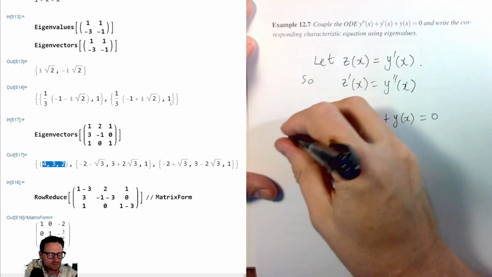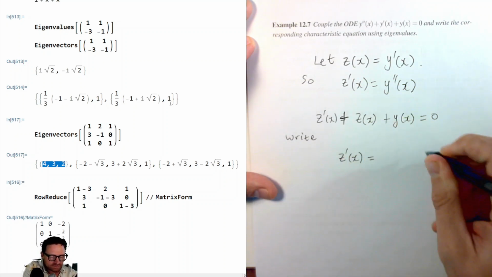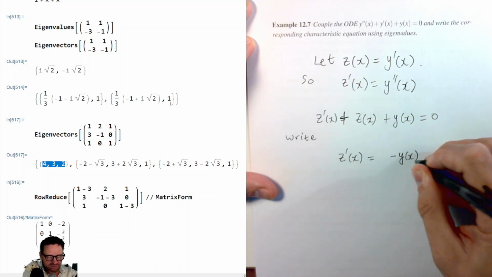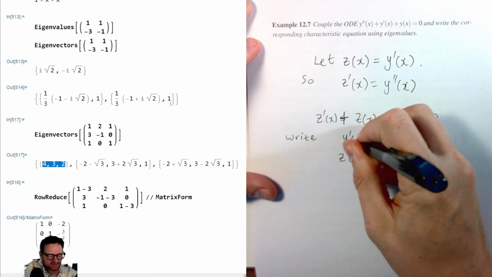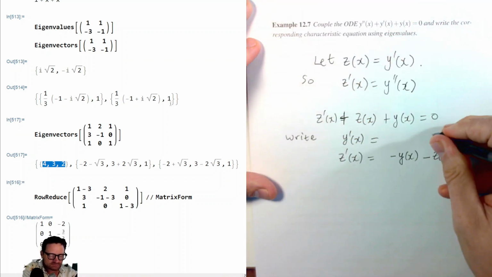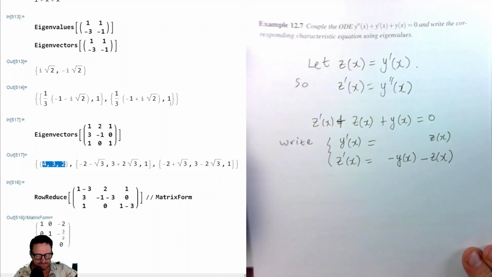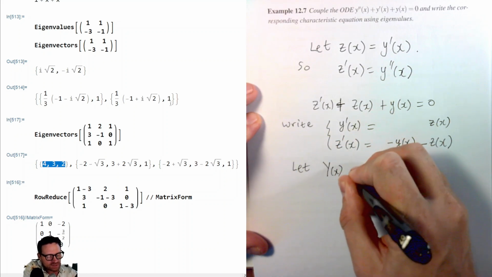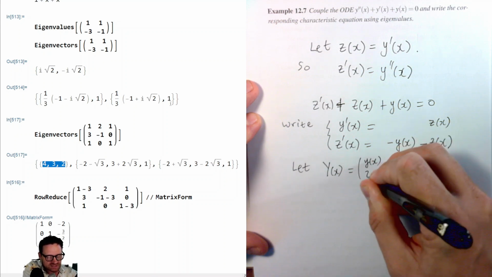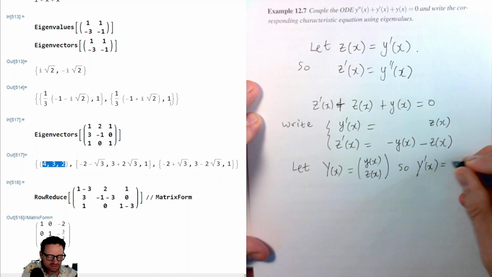Now we want to write, rearranging, solving for z dash. So we've got minus y of x minus z of x. And then we'll rewrite above that y dash of x, which is z of x. Okay, so we've got this. Now let's write this as a matrix equation, first letting uppercase Y be y of x, z of x, so that uppercase Y dash of x is the vector y dash of x, z dash of x.